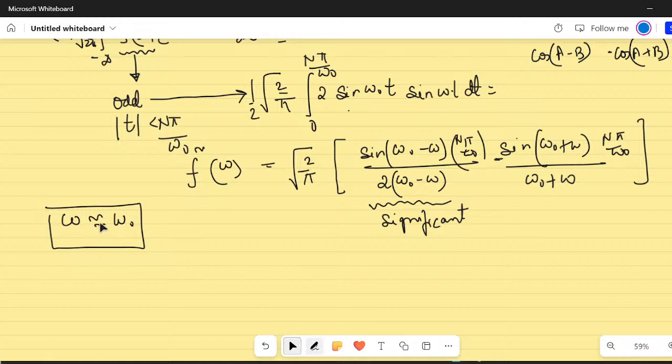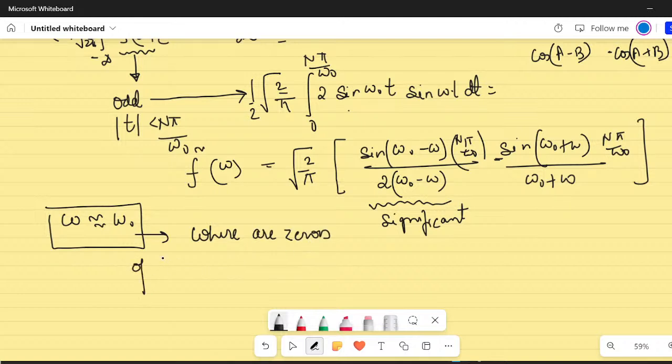So basically what will happen if this is the case, then only this. So I can write that for omega close to omega naught, what I could say about the graph of the function. So one needs to see where does the function become zero, because sine function is very easy to plot. So where are the zeros of f tilde omega?